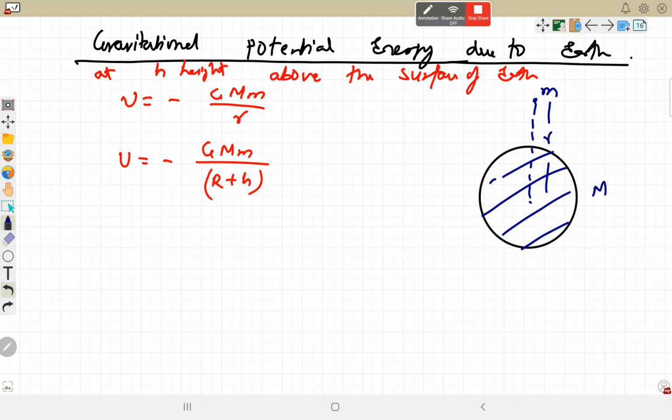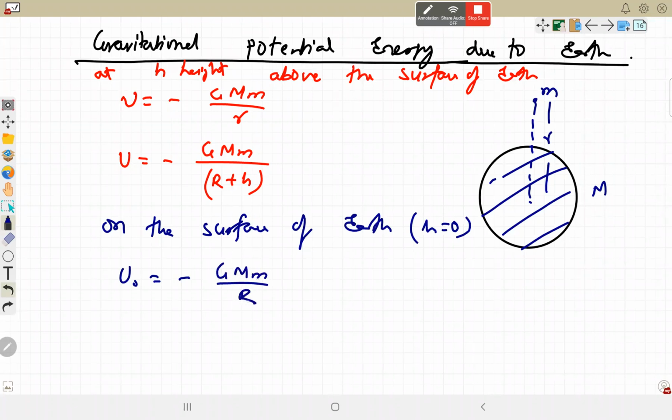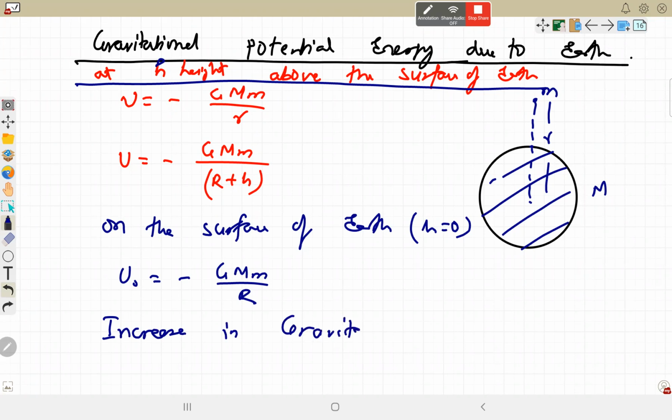Now when we go on the surface of Earth, if some particle is kept, h will be zero, and potential energy will be minus GMm by R. So from the surface, when we go h height above, the potential energy is increasing because it is with a minus sign. The denominator is increasing, so the numerical value is decreasing. This means when we go h height above, there will be an increase in gravitational potential energy of mass m.